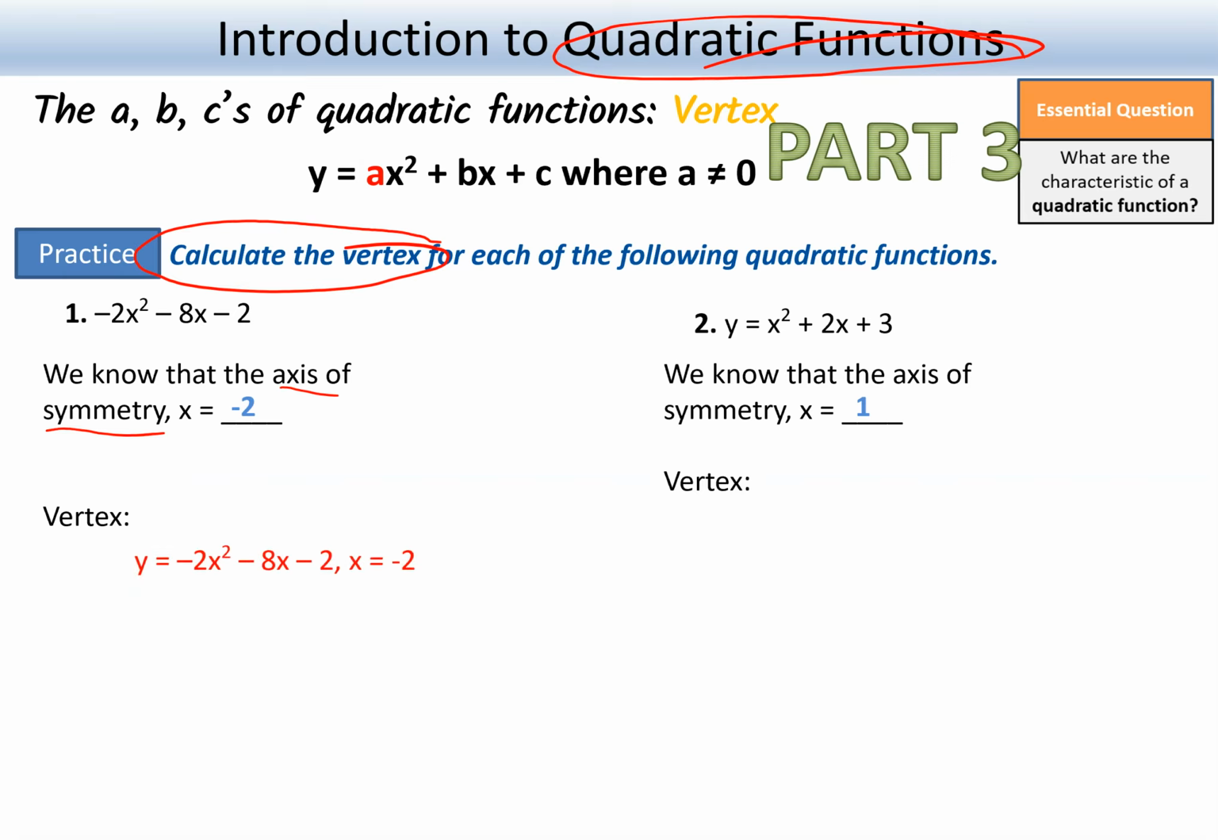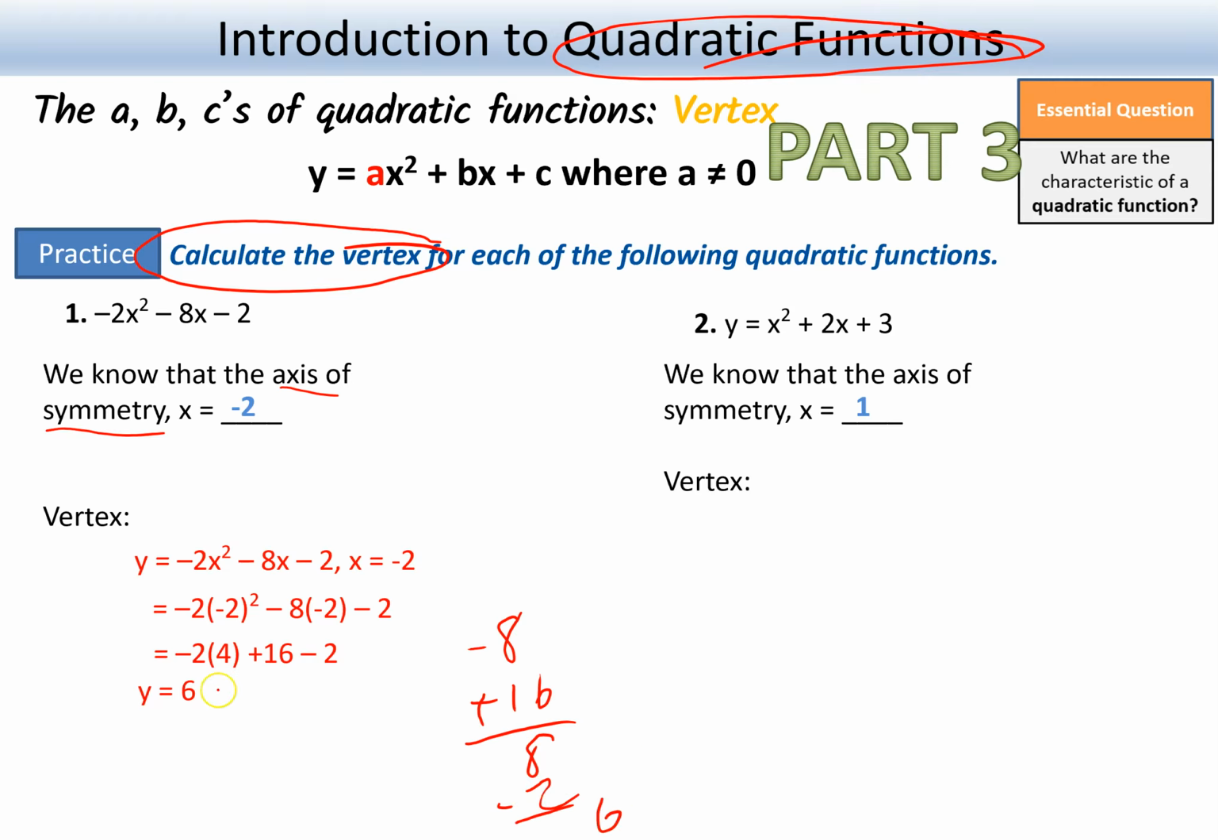So we're going to substitute negative 2 into our function. And that's going to give us negative 2 times negative 2 squared minus 8 times negative 2 minus 2. So we have negative 2 times 4 is negative 8, plus 16 is 8, minus 2 gives us 6. So we're okay there. So that means our axis of symmetry is negative 2, and our vertex is negative 2, 6.